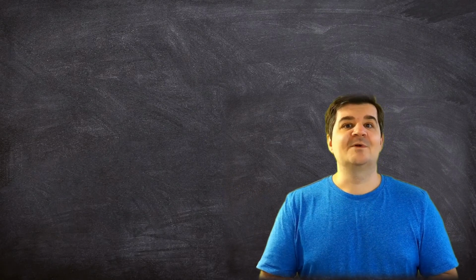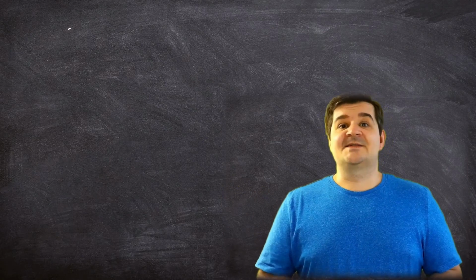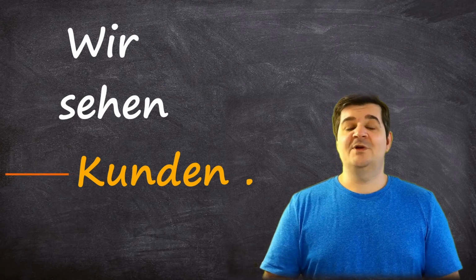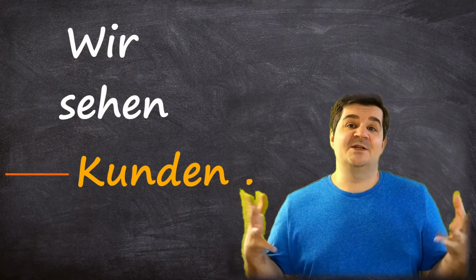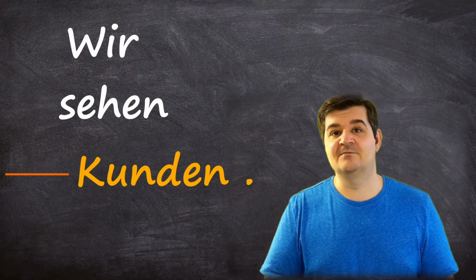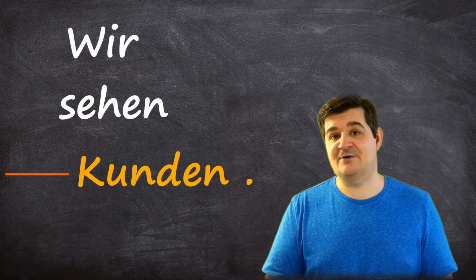Wir sehen die Kunden. If we just want to talk about it in a general sense, like it's a daily basis thing, we would say something like, wir sehen Kunden. So we just leave the article away once more. Yeah? Like it's a general fact. That's how it sounds in German.